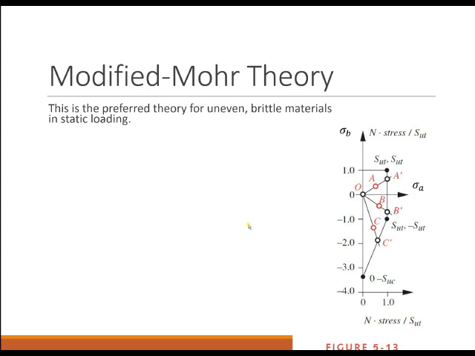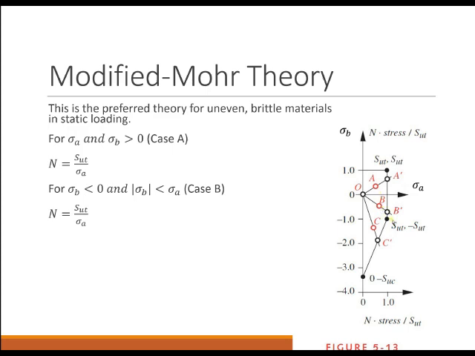So, as best as we can understand, the modified Mohr theory is the best theory for uneven, brittle materials that are in static loading. And if you notice, there are several different regions. In this first region, A, the way we're going to define our factor of safety is we're going to say that the ultimate strength is divided by wherever I'm at, wherever my sigma A is. So that's going to be my factor of safety. As it's drawn in the diagram, it looks like the factor of safety for this loading condition is about 2, because this point is roughly halfway out there to the ultimate.